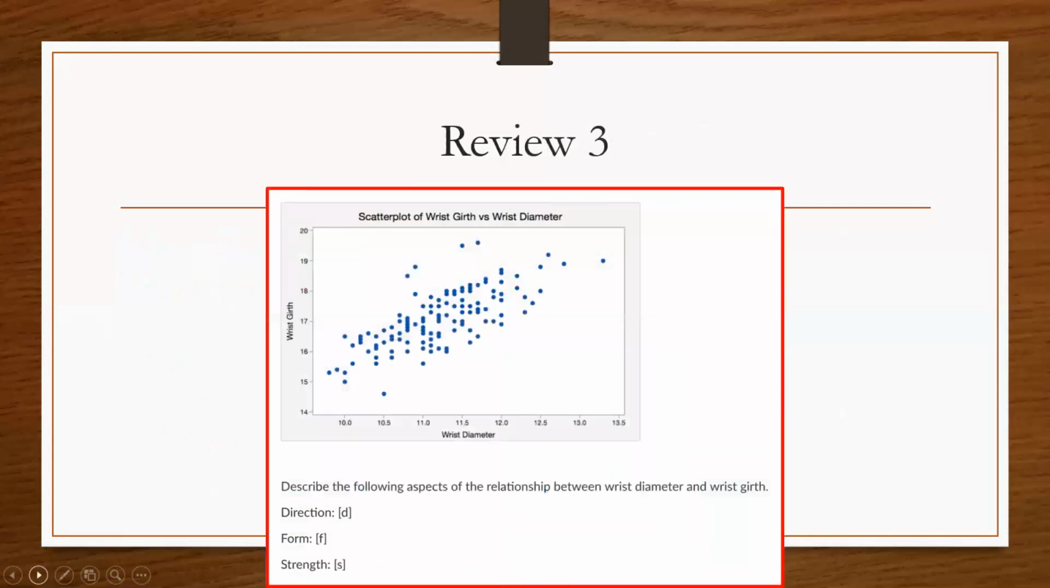Okay, so this one might be a little bit better. In this scatter plot, I want you to find the direction. Is it positive or is it negative? Find the form. You guys should already know that one since you're using it. And then the strength: is it weak, moderate, strong, stuff like that. I'll give you guys a little bit of time.